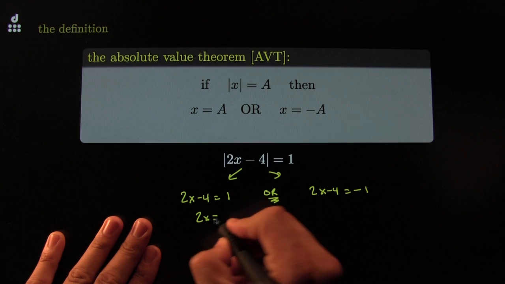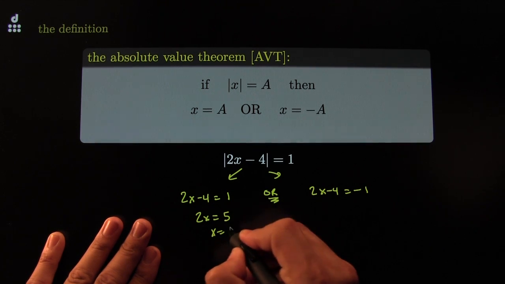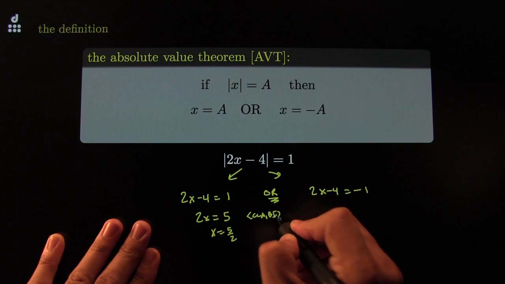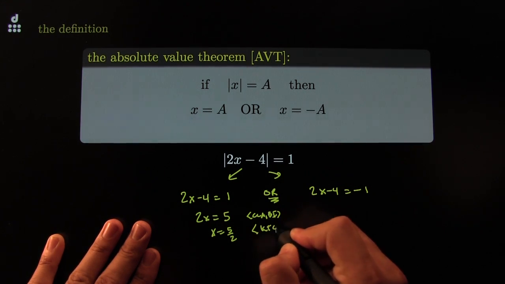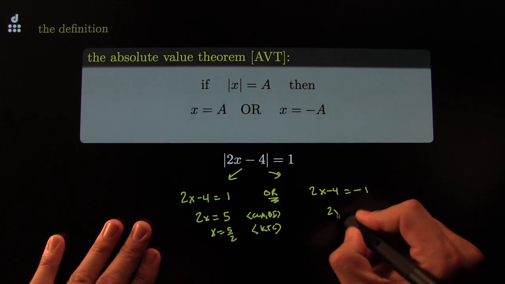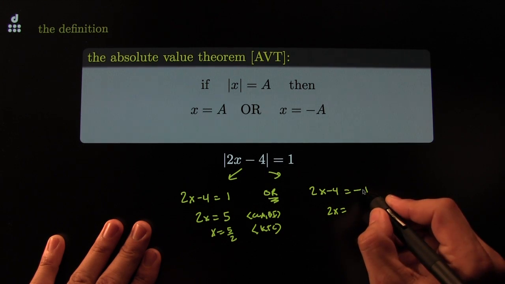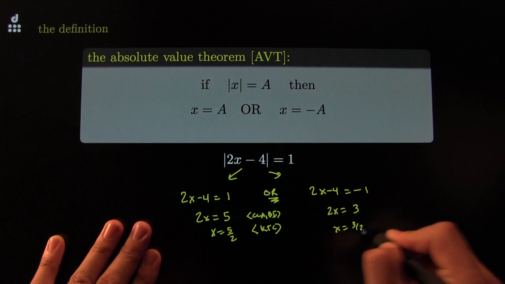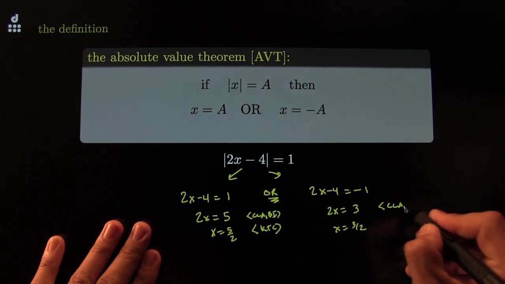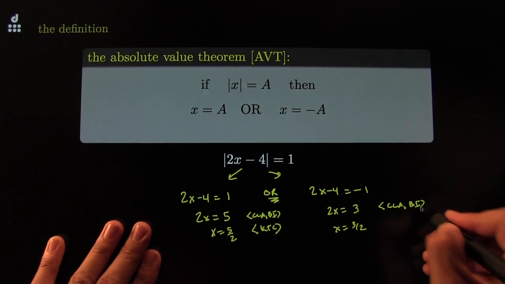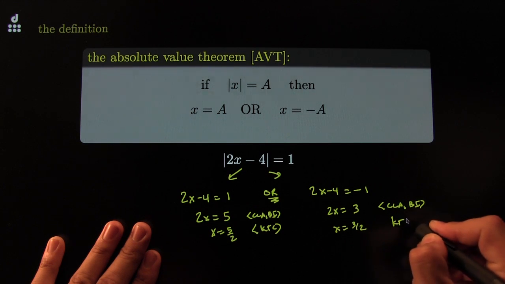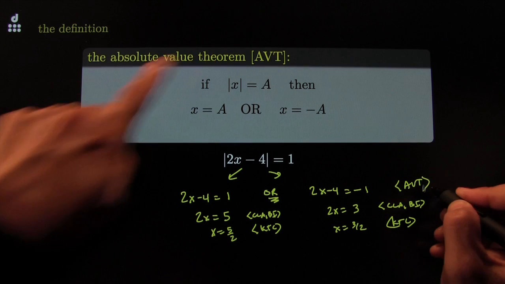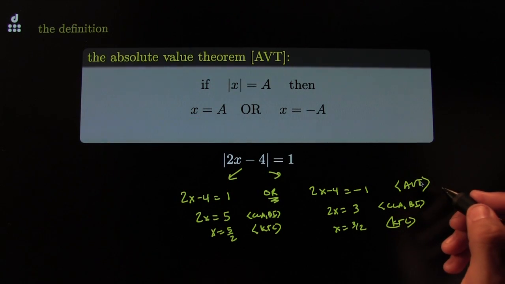Here I would add 4 to both sides. I would kill the coefficient. Cancellation law of addition and other easy axioms. Kill the coefficient. That's one possibility. 2x is equal to, let's see, I'm adding 4 to both sides, so that would make it a positive 3. X is equal to 3 halves. Cancellation law of addition. Some easy axioms. Kill the coefficient. The thing that made it all happen was the absolute value theorem right here. That's how you get rid of absolute values.